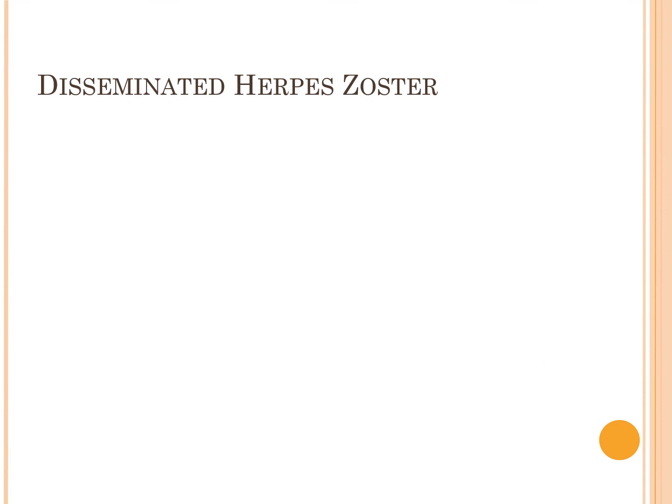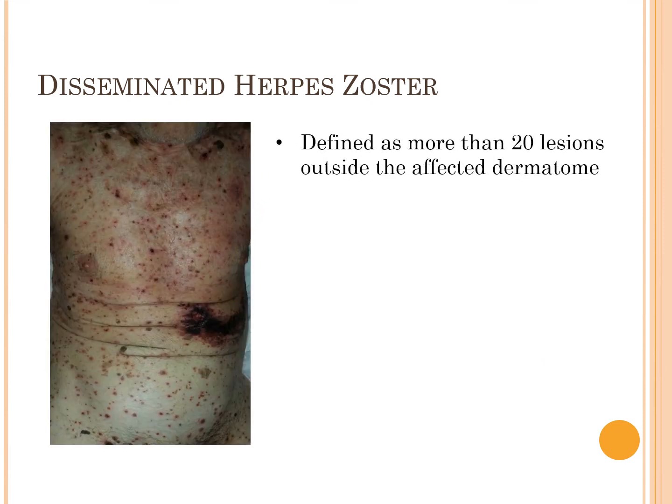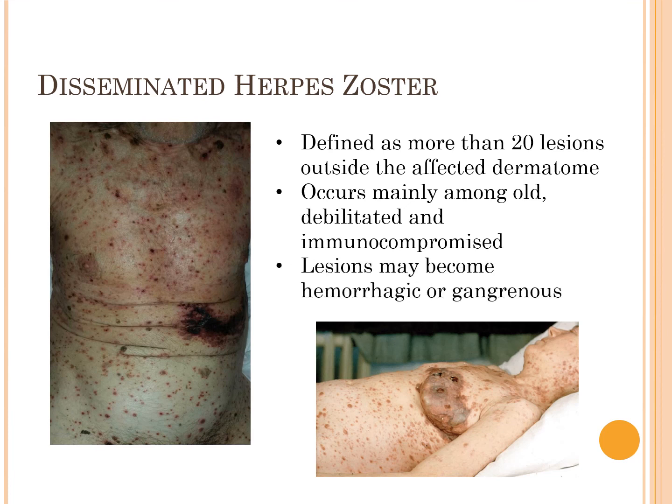Disseminated herpes zoster refers to herpes zoster wherein, aside from lesions in the affected dermatome, there are 20 lesions or more outside of this affected dermatome. It occurs mainly among old, debilitated, and immunocompromised individuals, and because they are immunocompromised, these lesions may progress from being vesicular to becoming hemorrhagic or even gangrenous.